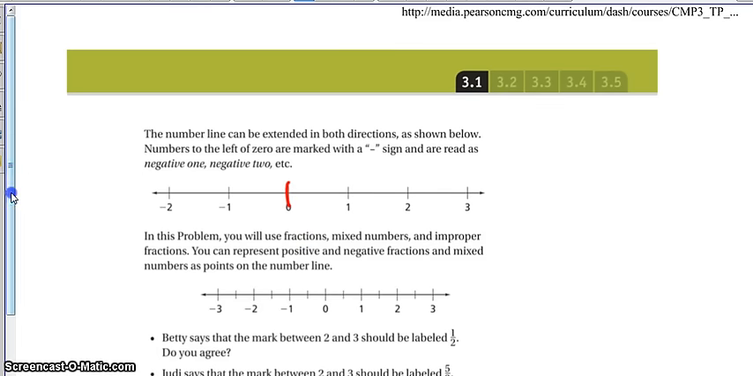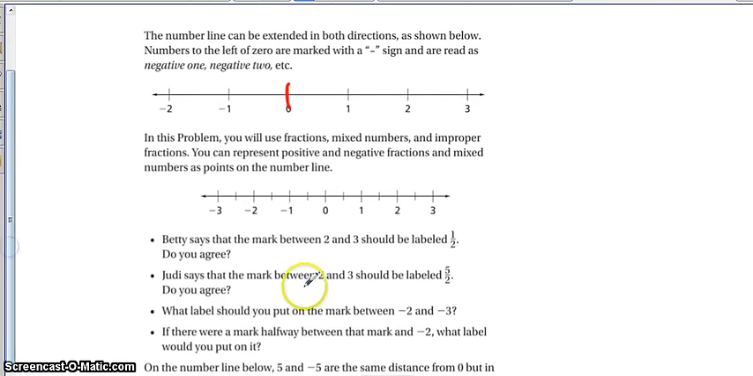So let's take a look at a few problems. Okay, the first one says, Betty says that the mark between 2 and 3 should be labeled half. Do we agree? So she's saying that this mark is equal to a half. Well, Betty is partially correct in that it is halfway to 3, but it is not only worth 1/2.